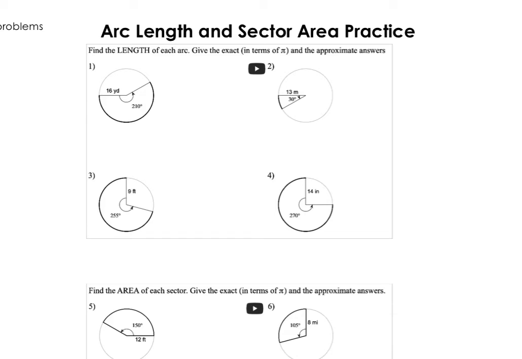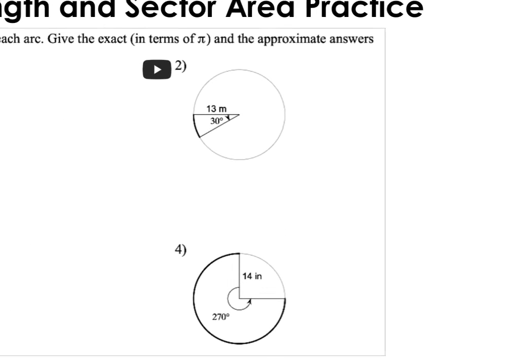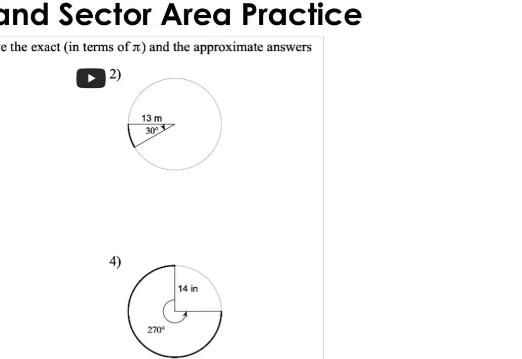Okay, now I'm going to go over a couple of the practice problems. So number 2 says find the length of each arc, give the exact answer in terms of pi, and the approximate answers. All right, so for number 2, we're trying to find the arc length, which is this. So we're going to do the fraction of the circle, which is 30 over 360 times, and since we're doing arc length, it's 2 pi r.